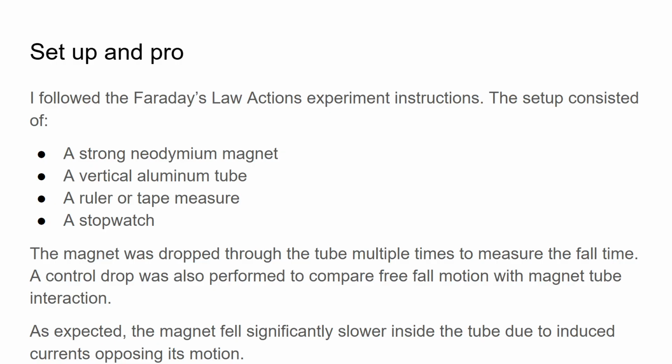Setup and procedure. I followed the Faraday's law experiment instructions. The setup consisted of a very strong magnet, a vertical aluminum tube, a ruler or tape measure, and a stopwatch. The magnet was dropped through the tube multiple times to measure the fall time. A control drop was also performed to compare free fall motion with the magnet-tube interaction. As expected, the magnet fell significantly slower inside the tube due to induced currents opposing its motion.